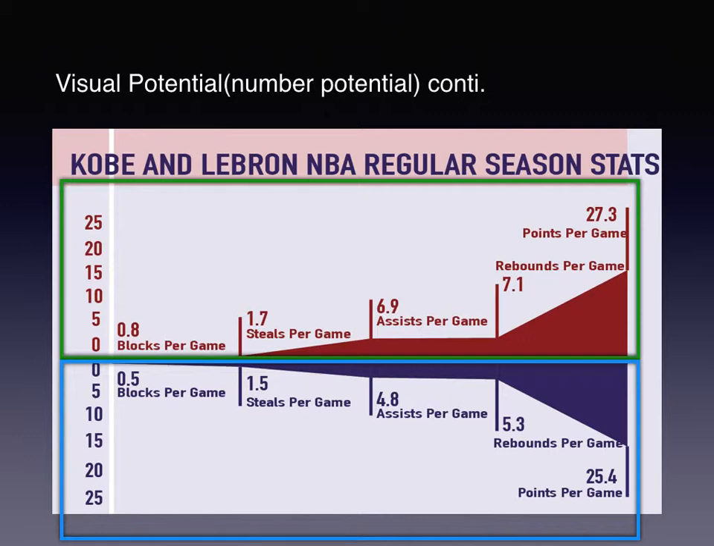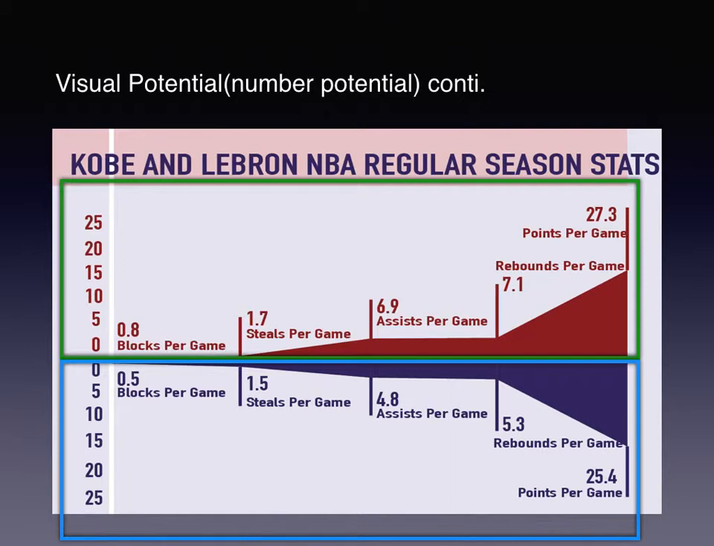Another number display I did is a chart based on their NBA regular season stats. The data includes blocks per game, steals per game, assists per game, rebounds per game, points per game of both players. One limitation is that viewers cannot tell the data from the size of the shapes, since both red and purple shapes are very similar to each other.